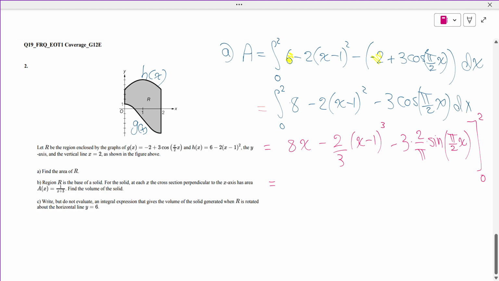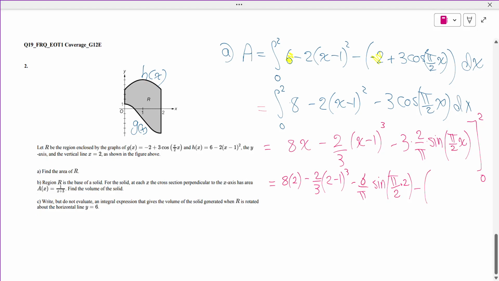let's plug in the 2. We have 8 times 2 minus 2 over 3, and then 2 minus 1 to the power of 3, minus 3 times 2 will be 6. 3 times 2 is 6. 6 over pi sine of pi over 2 times 2, minus we have to plug in the 0 as well.